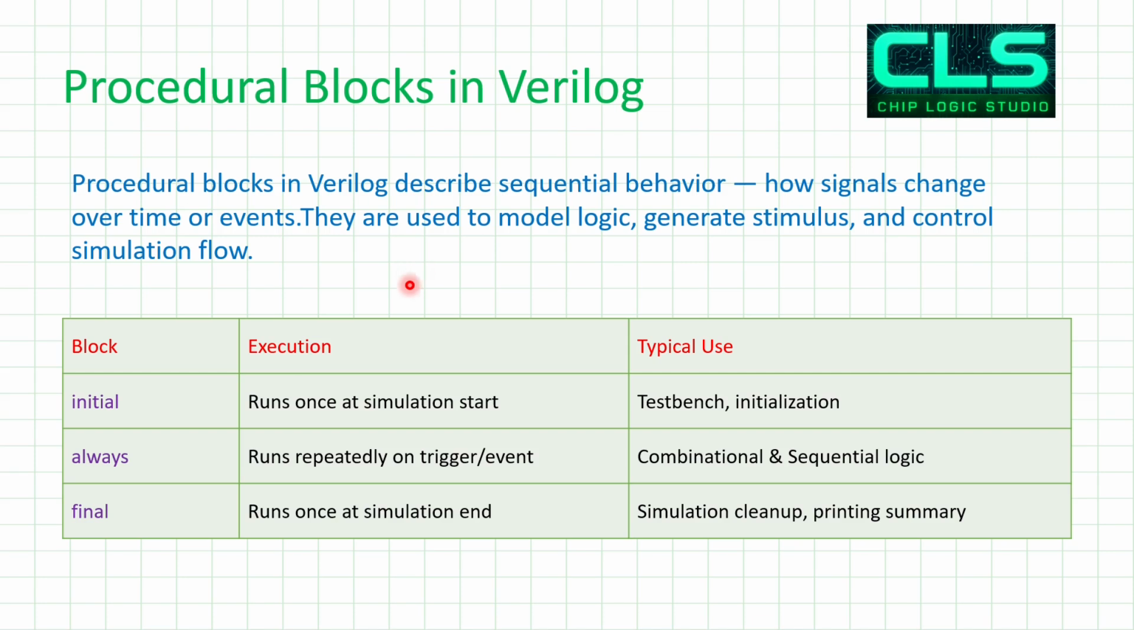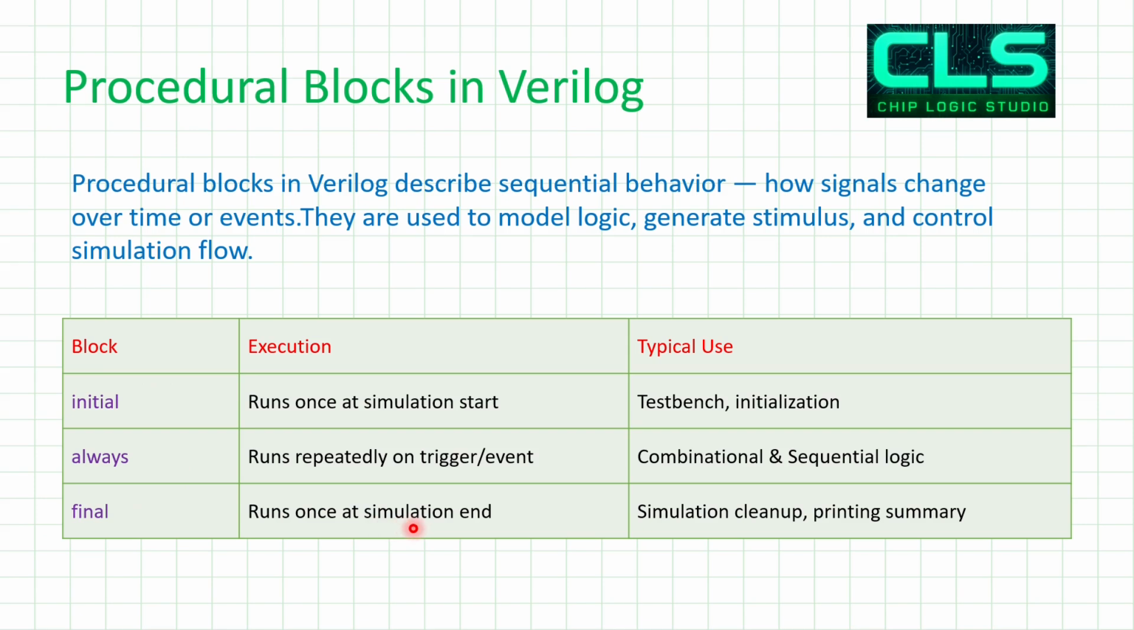Let's see. First is our initial block, which runs once at simulation start. The initial block is mostly used in our testbench and for initialization of some variables. As its name suggests, initial means the first step, and it only executes once. So initial runs only once, at the first time, at zero simulation time.